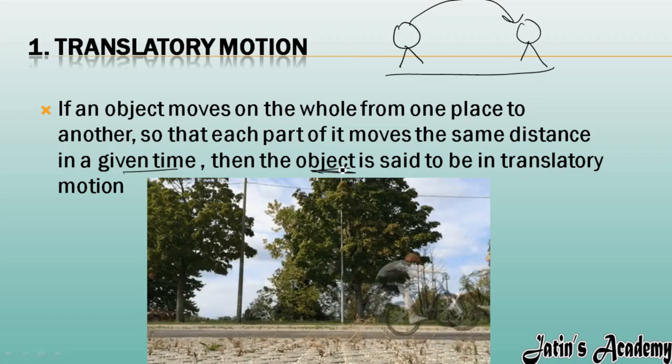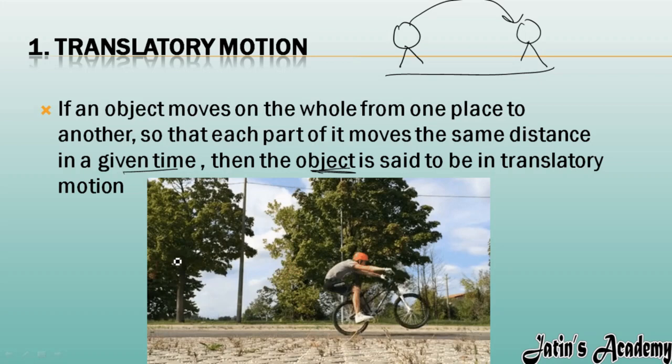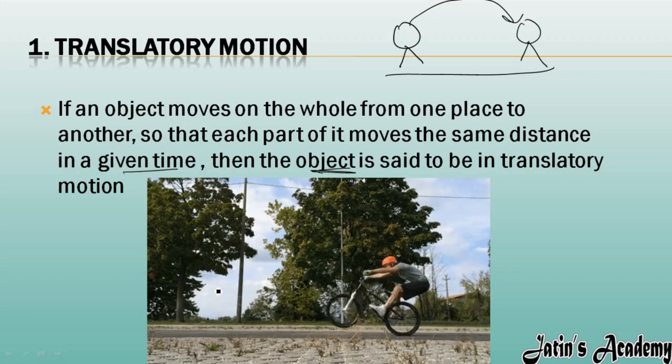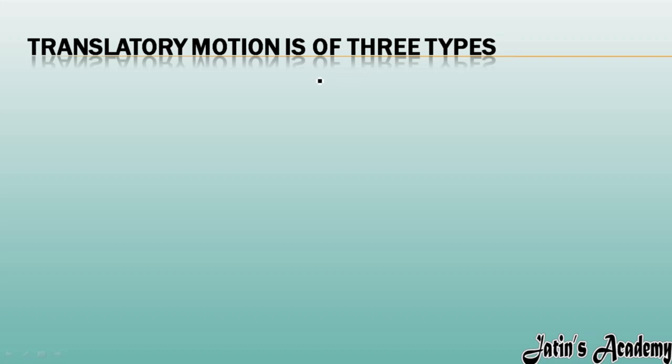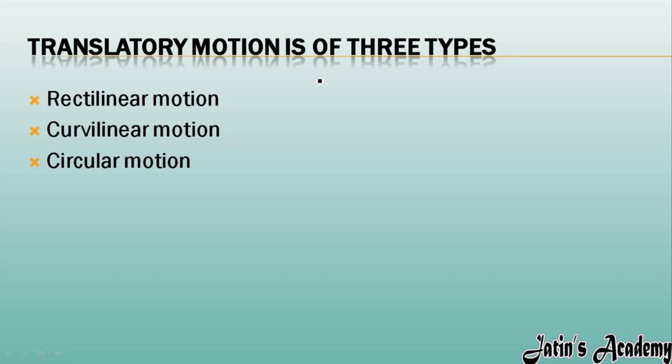See, this bicycle is moving from one place to another. So this whole bicycle is moving now from one place to another and it is covering the same distance in a given time. So this bicycle or this boy is said to be in translatory motion. Next, translatory motion is of three types, that is rectilinear motion, curvilinear motion, and circular motion. So here we are going to discuss these three kinds of motion. Plus we will discuss what is the main difference between curvilinear and circular motion.